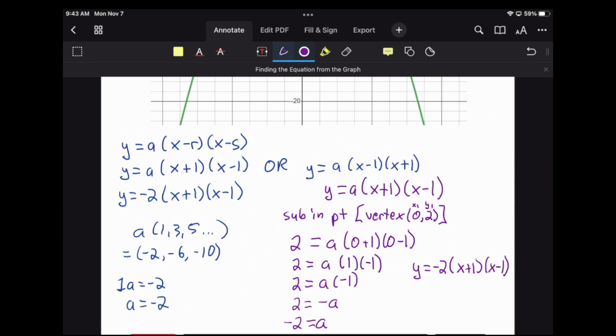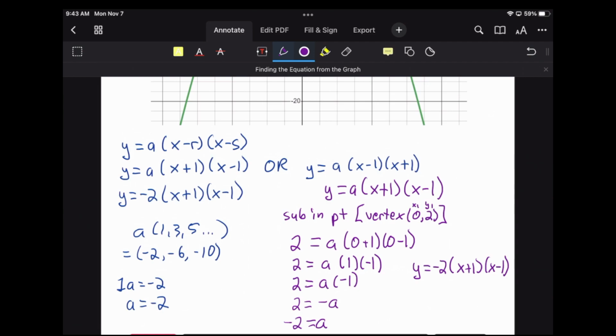So this final example here is just to show you that we can use the step pattern to find our a value and therefore find the equation of our parabola. Or we can also use substitution like we have in the past, plug in a known point from the equation and find our missing value, which in this case is the a value.